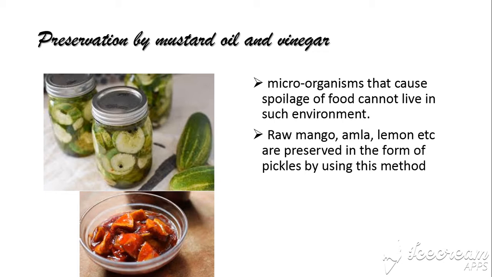Preservation by mustard oil and vinegar. Mustard oil is only an example. Oils in general and vinegar can always be used for preservation. So, microorganisms that cause spoilage of food cannot live in such an environment. Of course, we make pickles, which we have seen at home or outside, from amla, mango, lemon, mixed vegetables. All of these are preserved, and one of the major elements is oil.